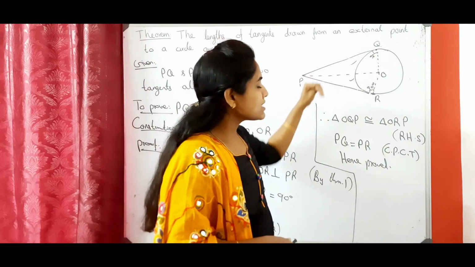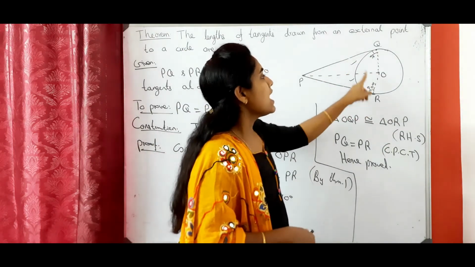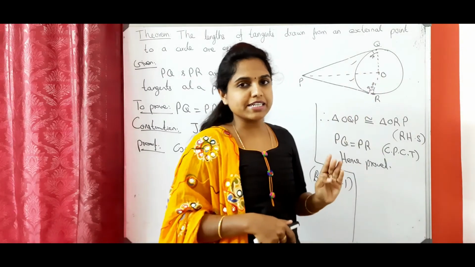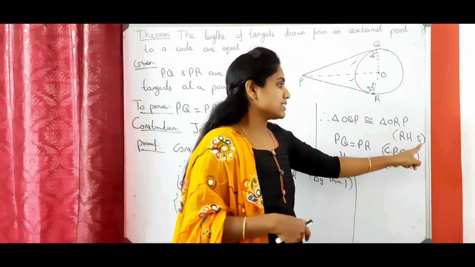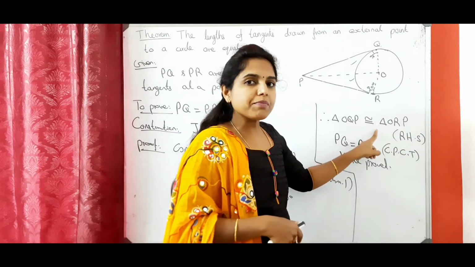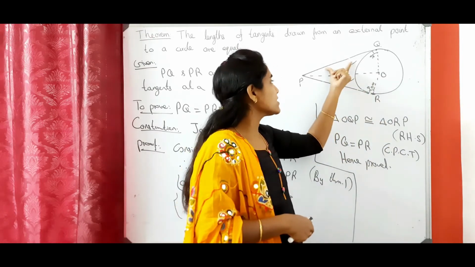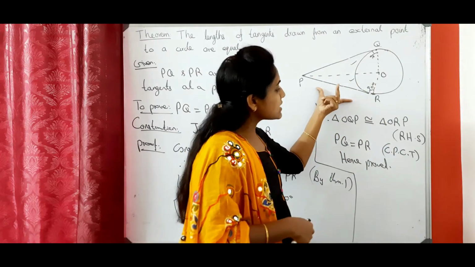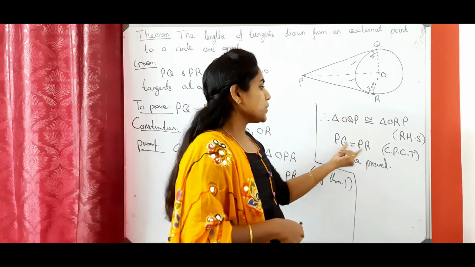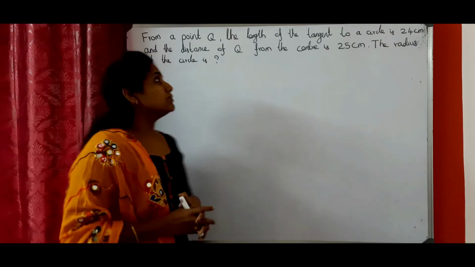So what are the things we got now? We got corresponding one angle is 90 degrees and also corresponding two sides are equal. So now we can apply the RHS theorem. We can say these two triangles are congruent. Congruent means their corresponding parts of congruent triangles are equal. Here, what is the corresponding side of PQ? PR is the corresponding side. Therefore PQ equals PR. So hence proved.